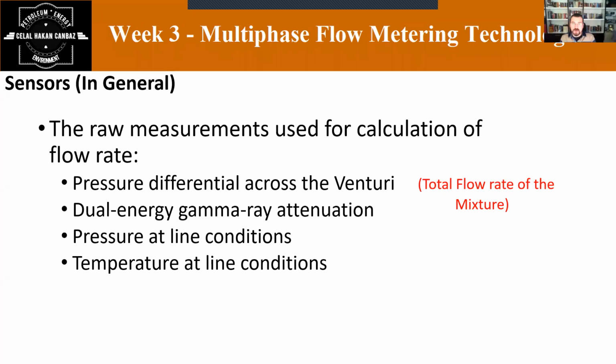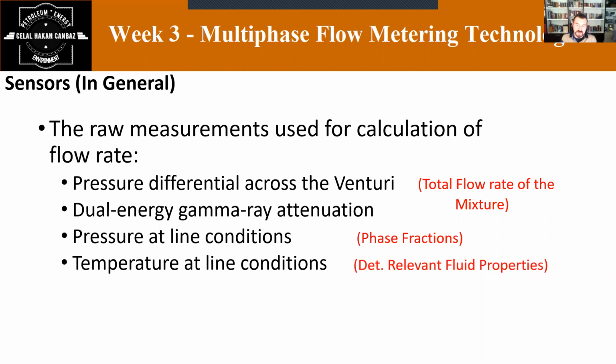The gamma ray detector provides nuclear attenuations of the flow stream at 2 distinct gamma ray energies, and it is used to determine the phase fractions. Then the pressure and temperature measurements are used to determine the relevant fluid properties, essentially to convert flow rates from metering line conditions to standard conditions.